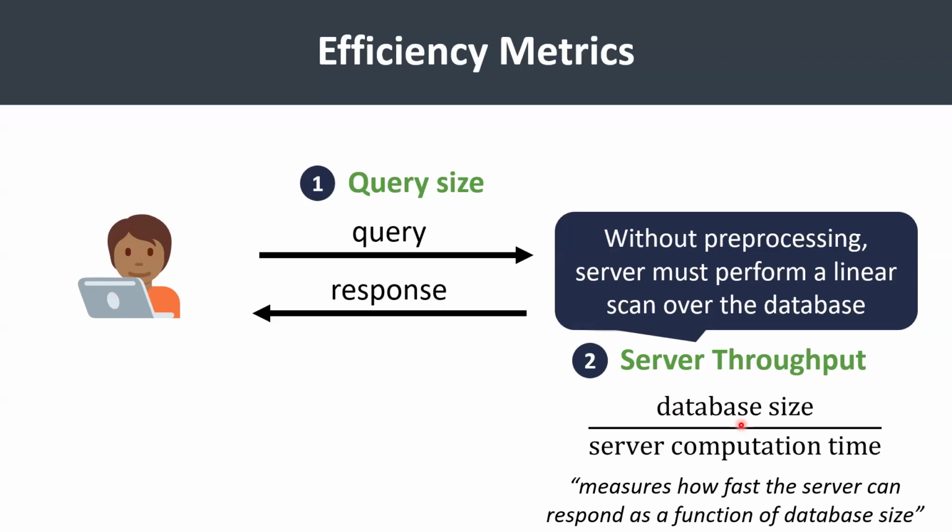I will preface here that there is some recent work that actually shows how to get around this linear scan barrier, where with some pre-processing, so there's some encoding of the database that the server develops ahead of time, that is then used to reduce the online computation time. So there is a way to do that, but for the purposes of this talk, I'm only going to focus on constructions where the server has to do a linear scan.